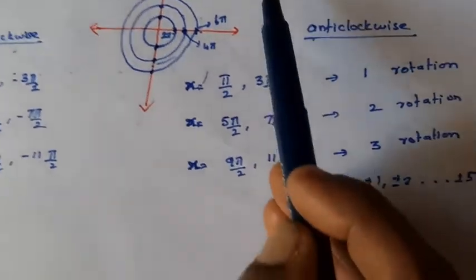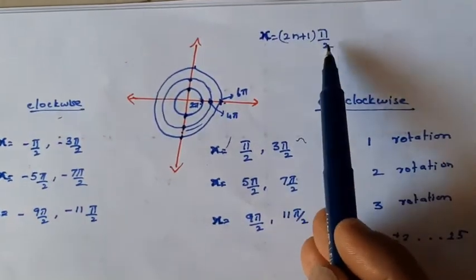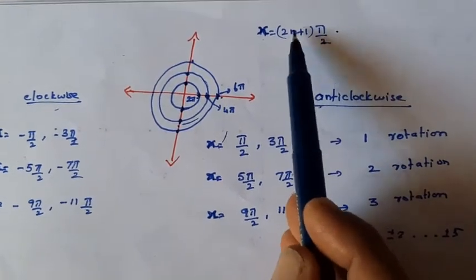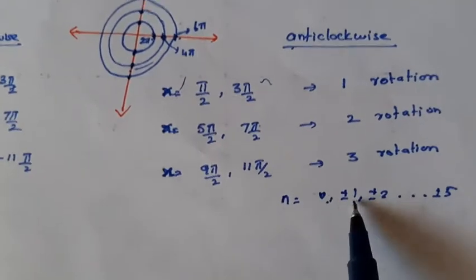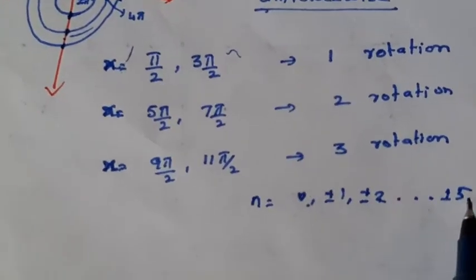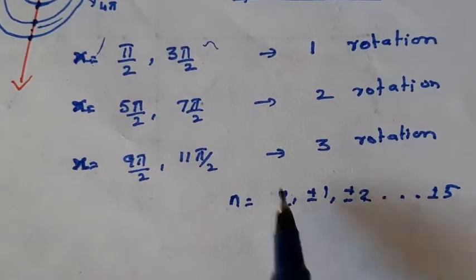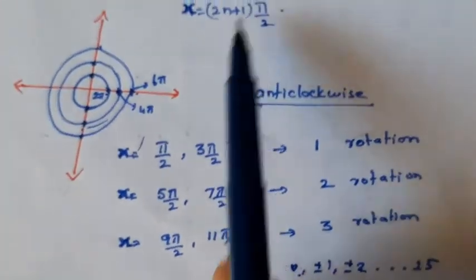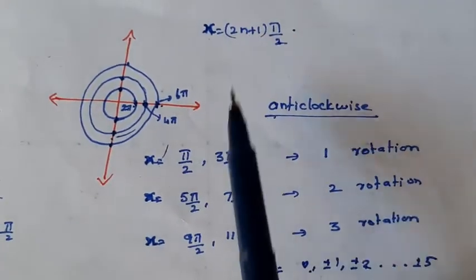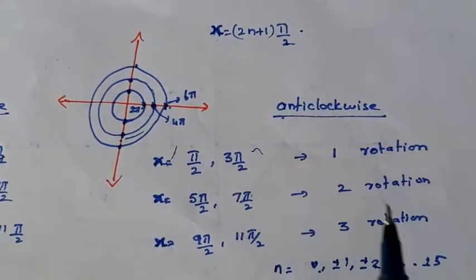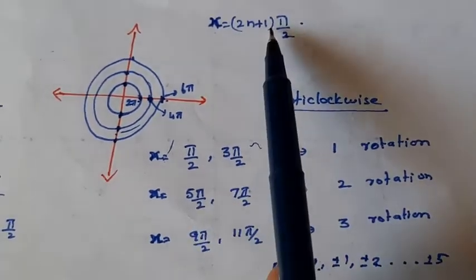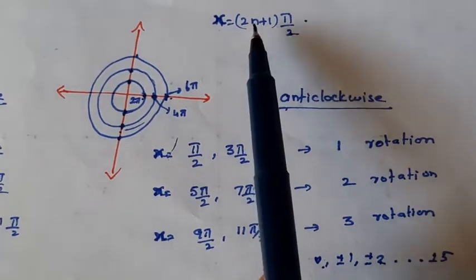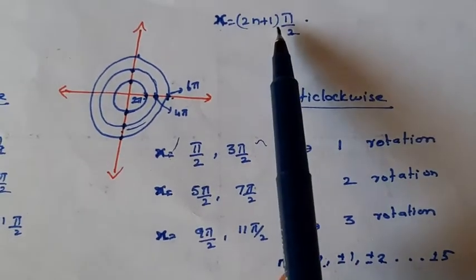So x is equal to (2n plus 1) pi by 2, and what would be the values of n to get these values alone? n is equal to 0, plus or minus 1, plus or minus 2, up to plus or minus 5. Because when n is equal to 0, what happens here? It is pi by 2. When n is equal to 1, it is 3 pi by 2, right? When n is equal to 2, it will be 5 pi by 2. When n is 3, it is 7 pi by 2. When n is 4, it is 9 pi by 2. And when n is 5, it is 11 pi by 2.